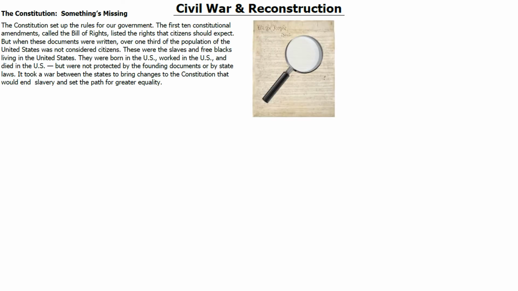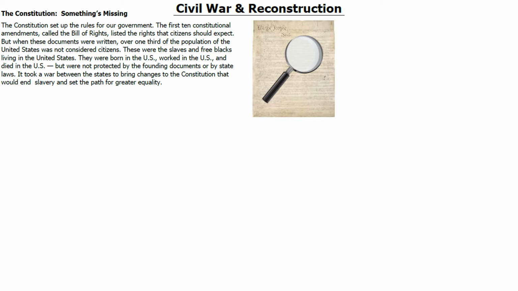Civil War and Reconstruction. The Constitution. Something's missing. The Constitution set up the rules of our government. The first 10 constitutional amendments, called the Bill of Rights, listed the rights that citizens should expect. But when these documents were written, over one-third of the population of the United States was not considered citizens.